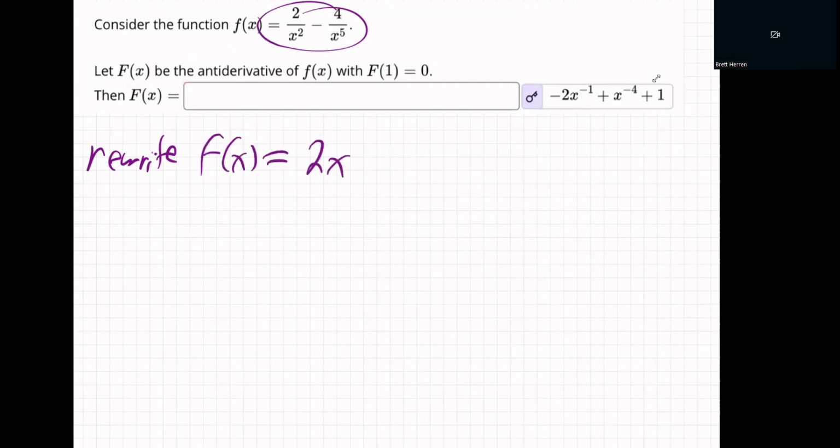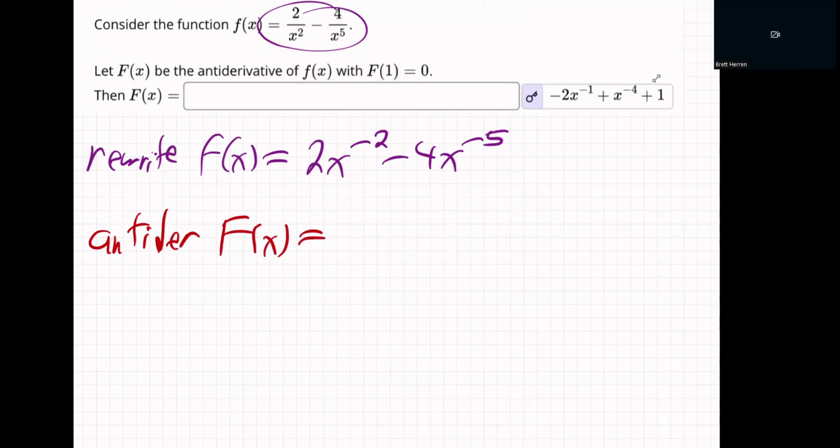It's going to be 2x to the minus 2 minus 4x to the minus 5, right? Down there, because powers on the bottom are negative powers. So that's just the rewrite. I haven't done derivative or antiderivative, haven't done anything. That's just a way of rewriting where the x's are up in the top. Now I want to do the antiderivative, capital F. What's the antiderivative?